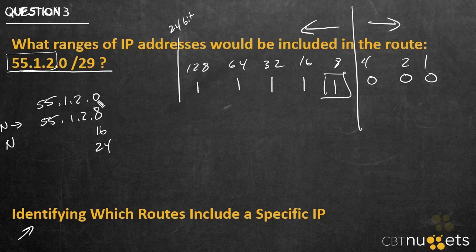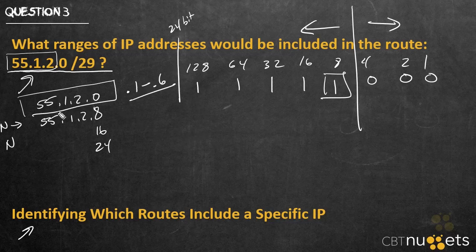Now the reason that helps us is because we can figure out the range for this subnet right here, the one in question. So the first address would be .1, and the last one would be the next subnet -2. So the range would be .1 through .6 with a broadcast address of .7. So in answer to the range of addresses that would be included in this route, it would be 55.1.2.1 through .7 if we were going to include the broadcast address from that range of addresses.